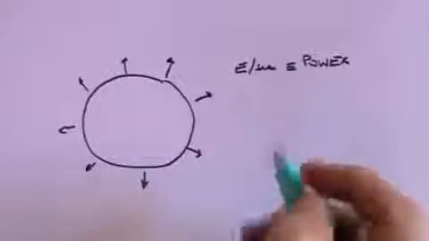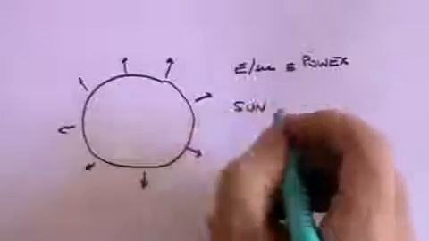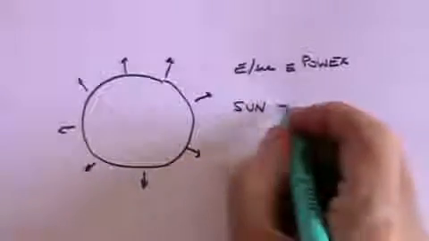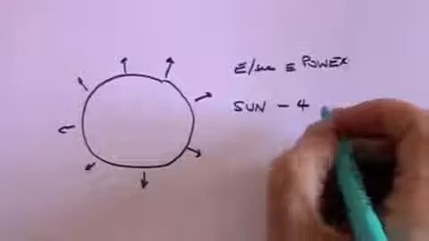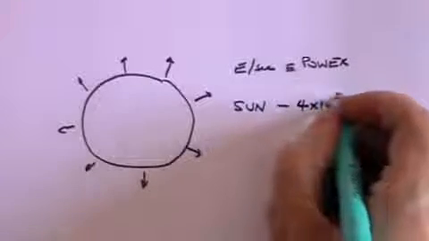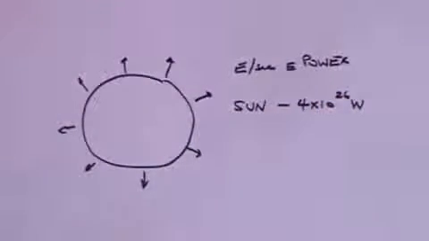And just to give you some idea, our own Sun has a luminosity of 4 times 10 to the 26 watts, which means that's 4 times 10 to the 26 joules every second. So luminosity is total energy radiated every second.